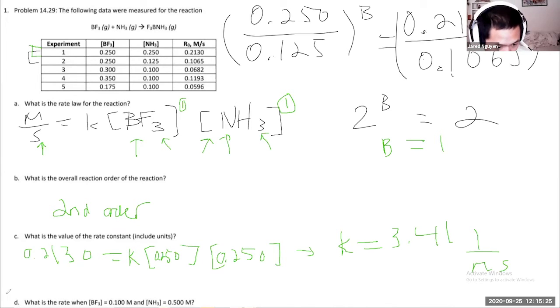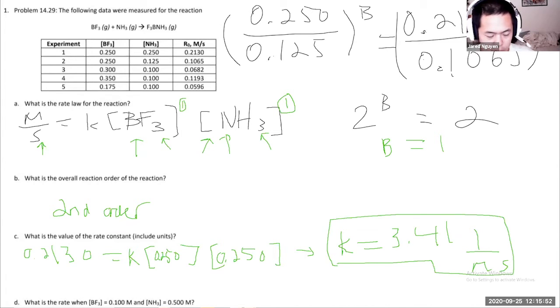So now, what is the rate when BF3 is equal to 0.100 molar and NH3 equals 0.500 molar? So now all we have to do is some more plug and chug, right? We have the value of BF3, which is 0.100. We have the value of NH3, and we have k now, because remember, k is constant for this temperature, right? So all we need to solve for is ms.